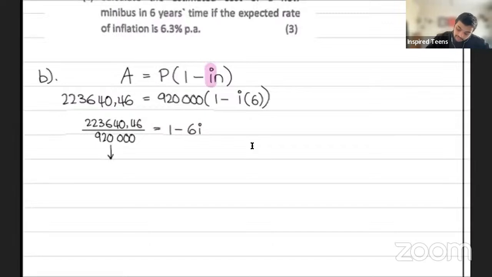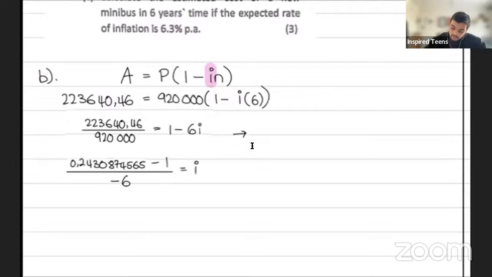So here, when I simplify this, it becomes 0.24308745 and so on. So I have to write out the entire thing. Alternatively, you could leave it as a fraction. Now I simplify this side. I want to leave I alone. So I can take the 1 over, and it becomes minus 1. And then I can also divide by 6, and I'll get I. I'm just going to show how I did that. I'm just going to call this X. So X minus 1 is equal to minus 6I.